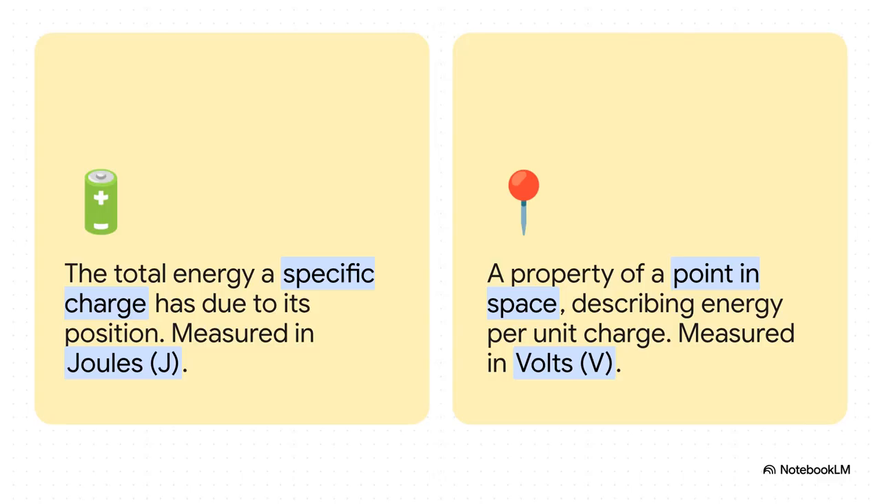Okay, this is absolutely crucial to get right. Electric potential, in volts, is a property of a location. The potential exists at a point in space whether there's a charge there or not. Electric potential energy, in joules, is the energy a specific charge has because it's at that location. One is the landscape, the other is the thing on the landscape.